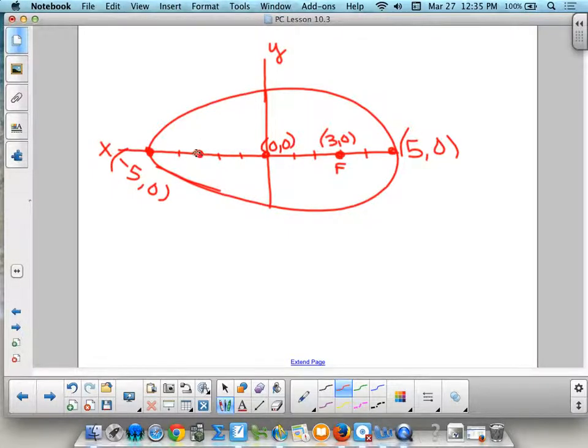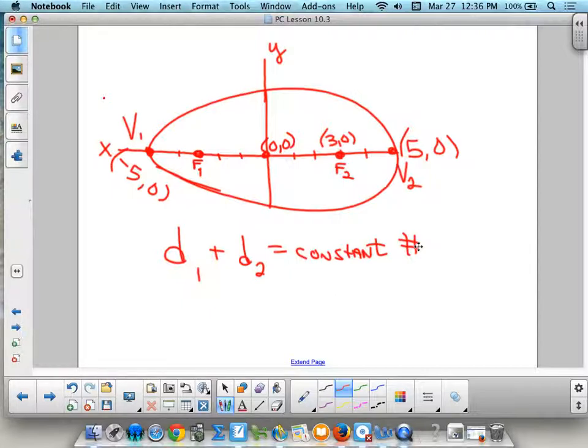Call this one F1, call this one F2. So this is your vertex 1, your vertex 2. Now, remember that constant number I was talking about? Pick a point on that ellipse, and the distance from the point to the foci plus the point to the other foci, if you add the two distances, you should get some constant number. And I said, what's that number? And you looked at me like, I don't know.